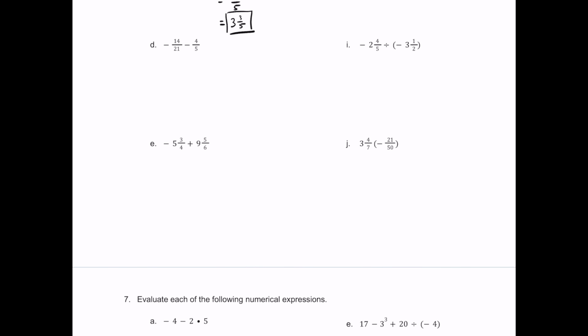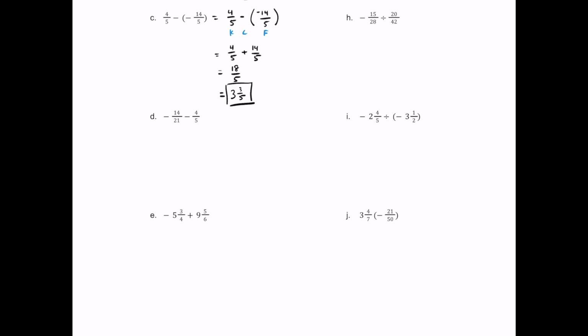Alrighty. Moving on to letter D. Now for letter D, I'm noticing that this 14 and 21 can be divided by 7 right from the beginning, and that should make our lives a little bit easier. So that will give us, I'll move that negative to the top, negative 2 over 3 minus 4 over 5. So at least we have some smaller numbers to deal with. And I know 3 and 5 meet at 15, so that's going to be easier to get common denominators. I do want to just turn it into an addition problem first.